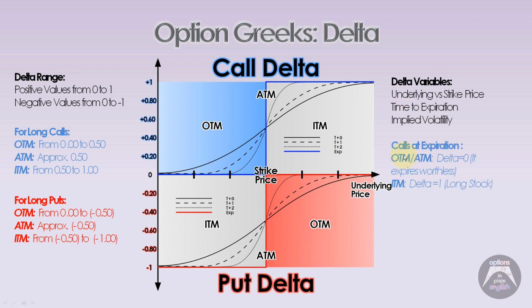What we were mentioning, the calls at expiration that are out of the money and at the money are going to have a delta of 0. So they're going to expire worthless. And the ones that are in the money are going to have a delta of 1. They're going to become long stock. And the puts, something similar. Out of the money and at the money are going to have a delta of 0. They're going to expire worthless. And in the money ones are going to have a delta of -1. So basically, they're going to be short stock.